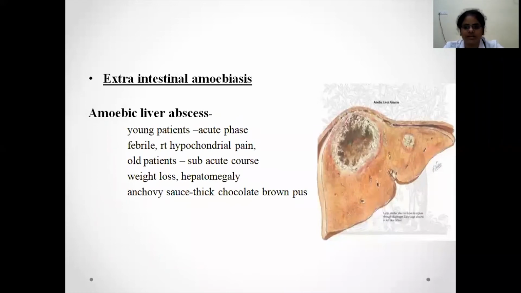The main thing to be remembered in amoebic liver abscess is the anchovy sauce. Initially, the fluid collection in the amoebic liver abscess will be pink, but later it will convert into chocolate brown color. This is called anchovy sauce.